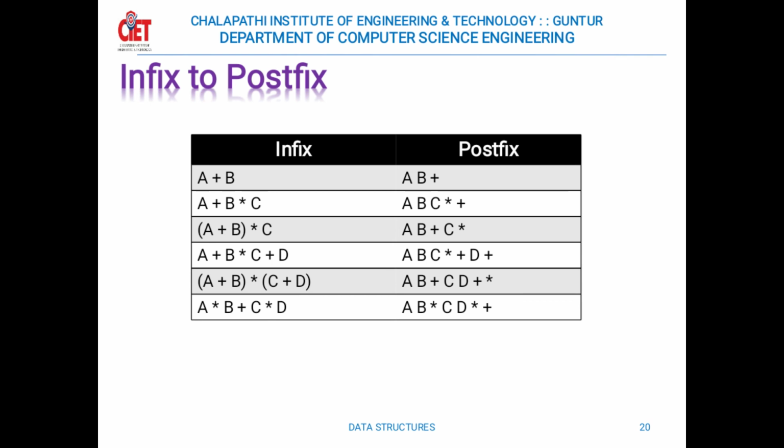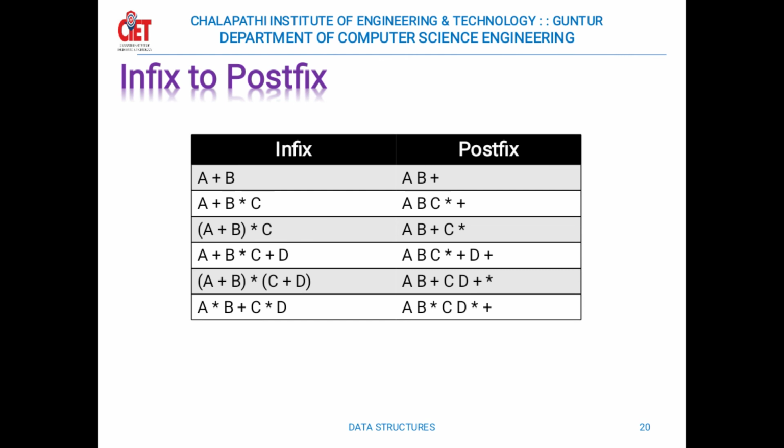Next one, A plus B star C plus D. First we give priority to the high priority operation. Here the high priority operation is star. So first we execute the star operation. B star C becomes BC star. So BC star, A plus: ABC star plus, D plus.